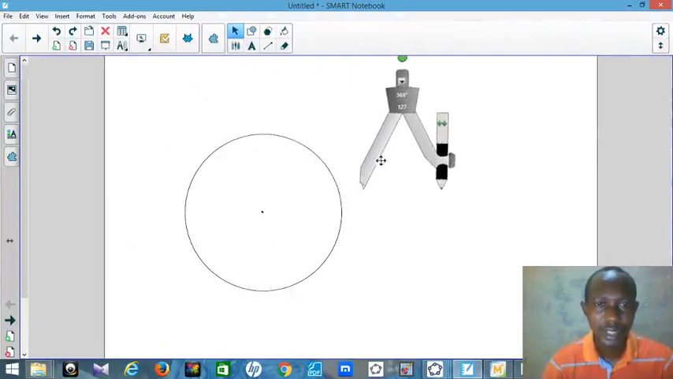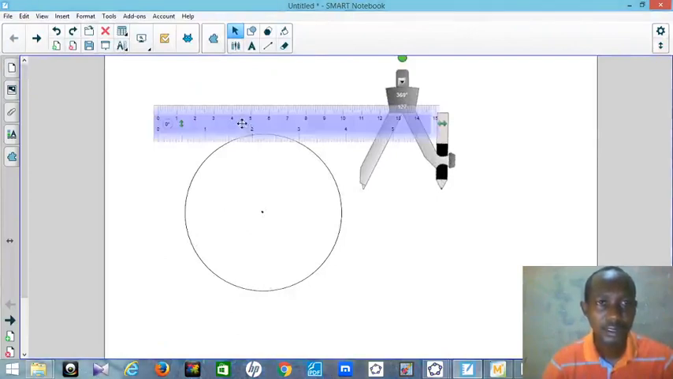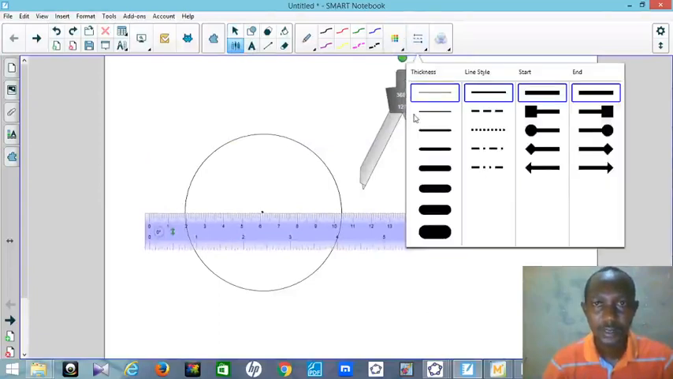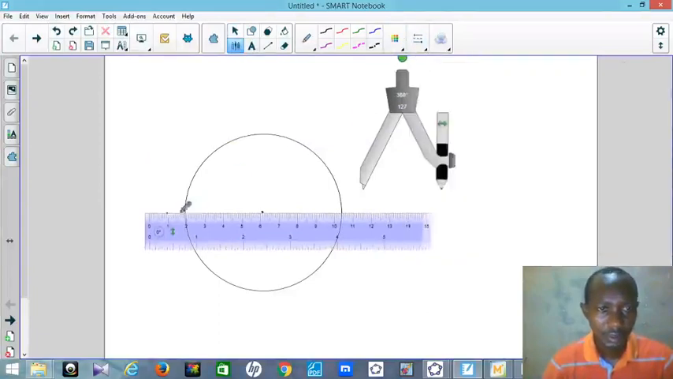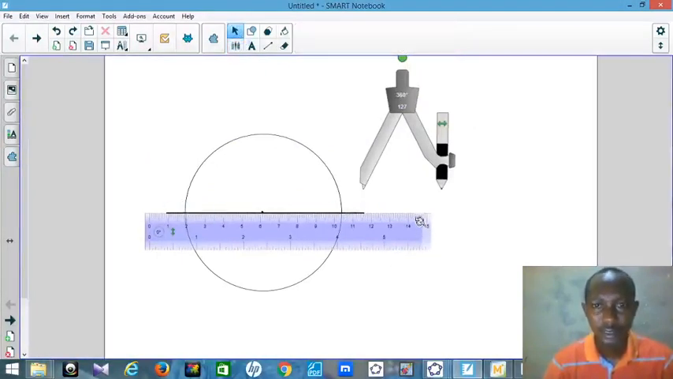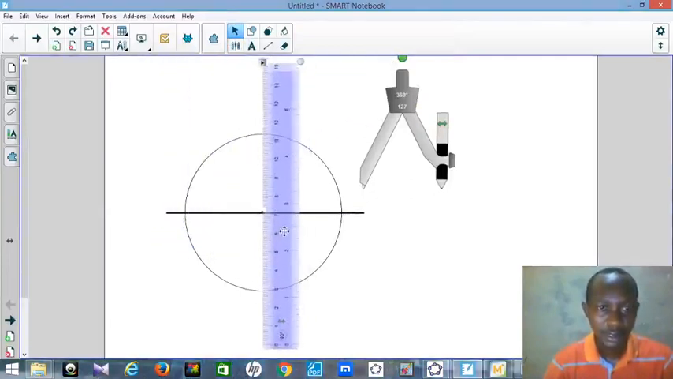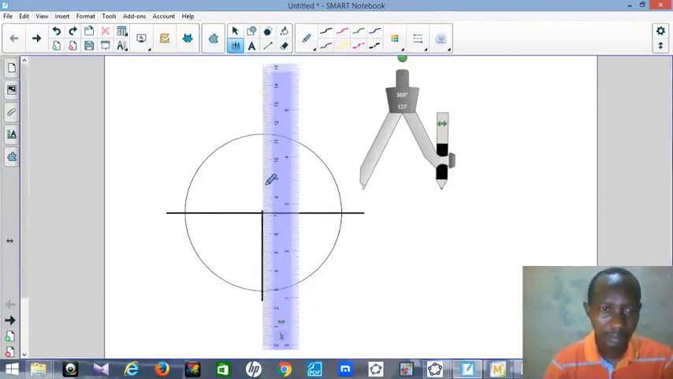Then after doing that, you can get your ruler. You draw your horizontal axis. So this one will signify the latitude. Then rise up and draw for the longitude, which is the prime meridian. So this one will signify your prime meridian.